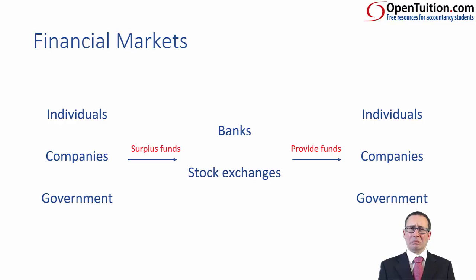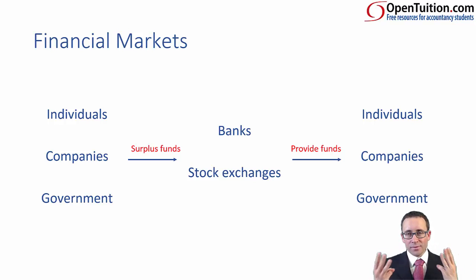Likewise, governments have surplus funds these days. Not many do. I know the UK government doesn't have many surplus funds. They're borrowing a lot, like a lot of businesses, companies, and governments around the world. But if you do have surplus funds, I think China has plenty, then they will provide that money to the banks and the stock exchanges. They can then provide it to individuals, companies, and governments.